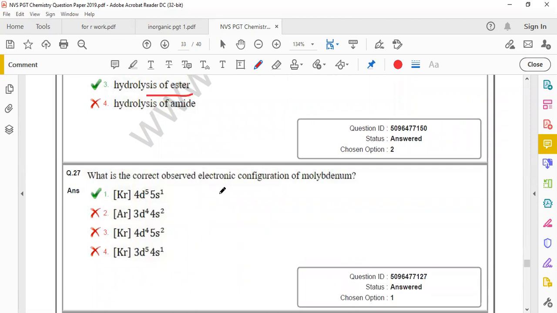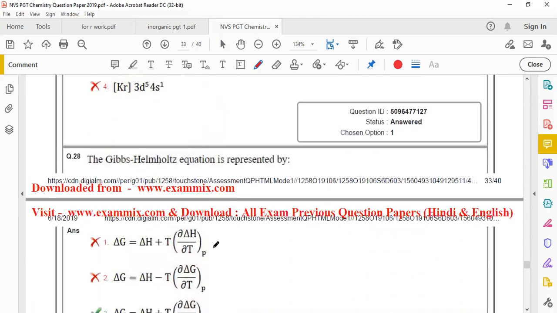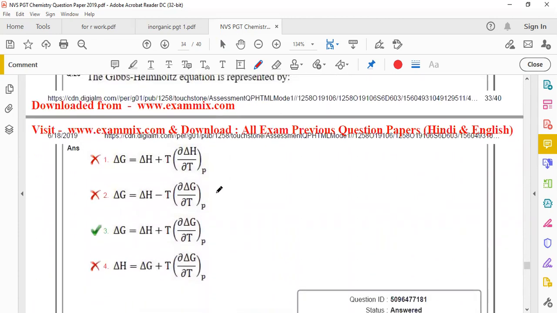What is the correct observed electronic configuration of molybdenum? Molybdenum has atomic number 42. So here we will find krypton 36, 4d5 5s1. So it will be the right one. Next question, the Gibbs-Helmholtz equation is represented by delta G, free energy change, equal to enthalpy plus temperature times del G upon del T at constant P.